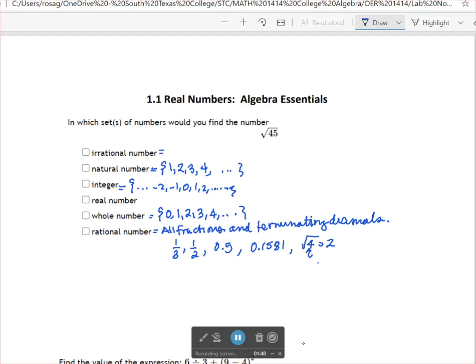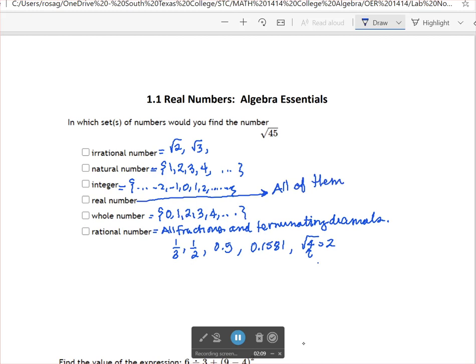The irrational numbers are all the square roots that are not nice square roots like this. So like the square root of 2, the square root of 3, anything that when you put it in the calculator gives you a whole bunch of decimals, that's considered irrational. And then real numbers are all the ones you have here. All the families you see here are real numbers.